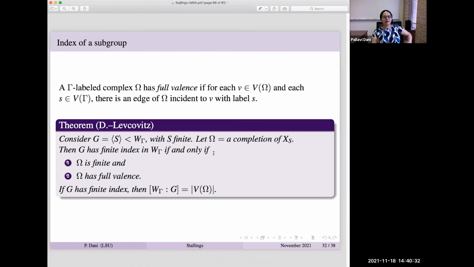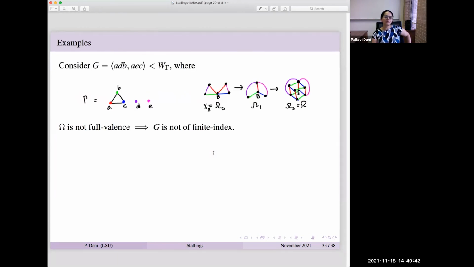Okay, but anyway, this still does detect index, and this was actually the original motivation that led us down this path, because we were thinking about a question about commensurability. Oh, actually, let me do this example before I talk about that. So just a quick example. This was the example that I already did, and the end result here is a complex which is clearly not full valence. It is finite, so the group is quasi-convex, but it's not full valence because you can see that there are vertices which don't have pink and purple edges coming out of them. And so that's not finite index.